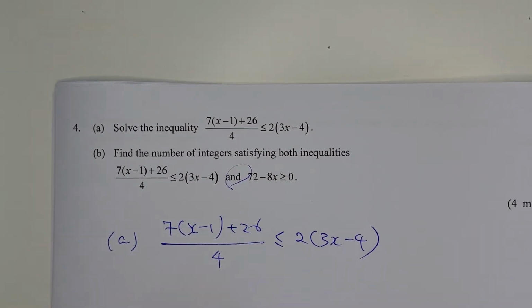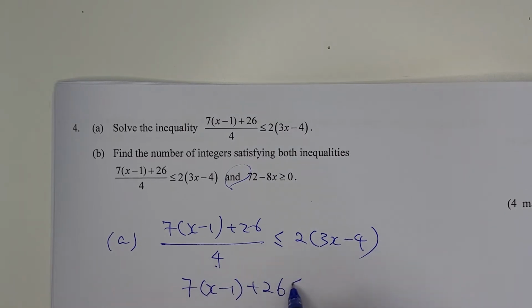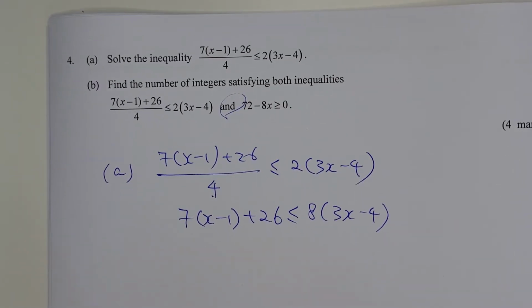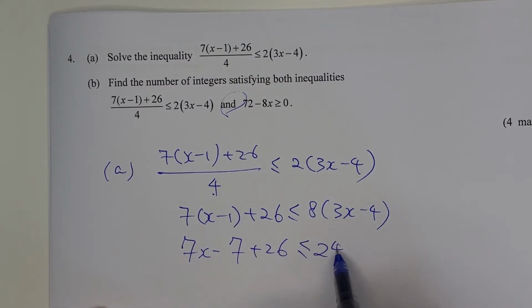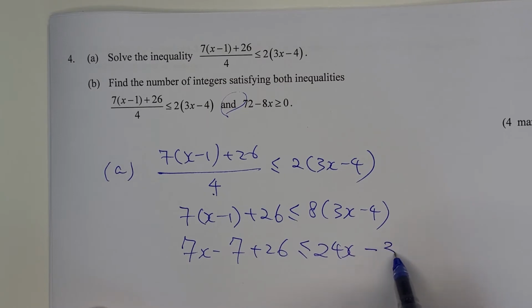Quite straightforward actually. You multiply this number 4 to the other side. 4 times 2 is 8. So 7 bracket x minus 1 plus 26 less than or equal to 8 bracket 3x minus 4. And next, that is 7x minus 7 plus 26 less than or equal to 24x minus 32.